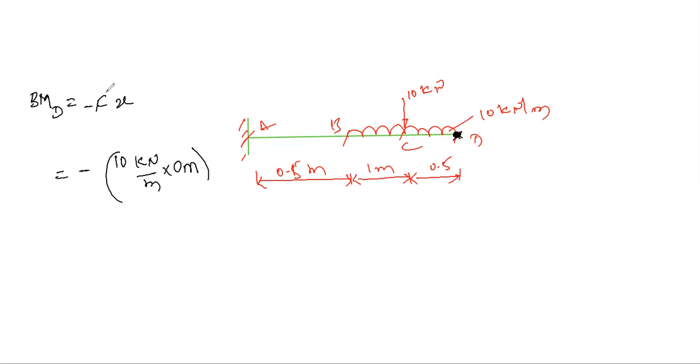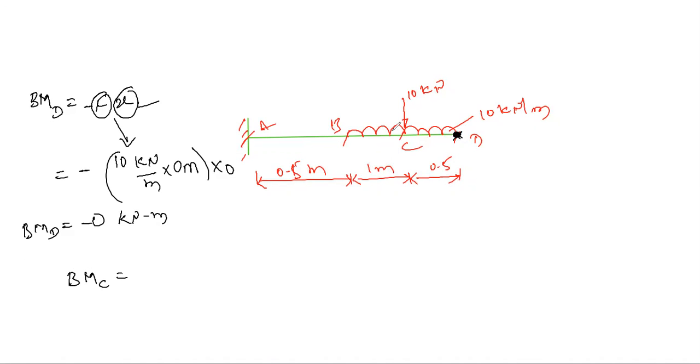This is nothing but your force. What about the distance? Distance is zero since we are calculating here. So the answer will be zero. Bending moment at point D is zero. Similarly, the unit is kilonewton meter. Similarly, bending moment at point C.